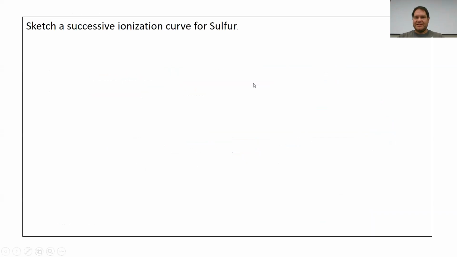All right, what I want you to do is take a moment and draw the successive ionizations for sulfur. See if you can come up with that on your own. Go ahead and pause this video for a moment and put in what you think the successive ionization graph should look like for sulfur. So pause it. We'll come right back and take a look at it.